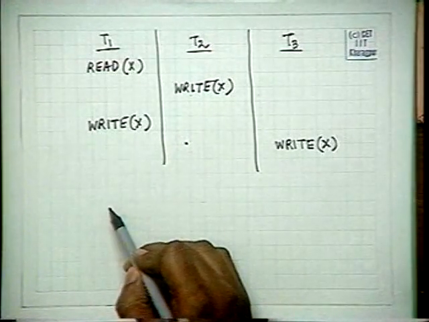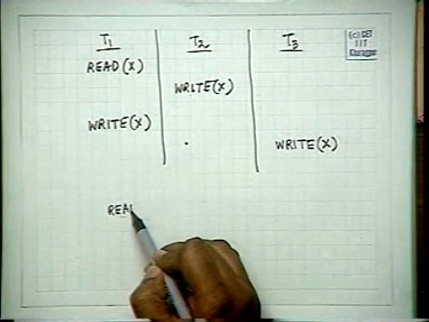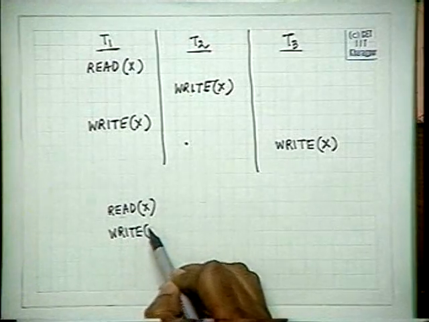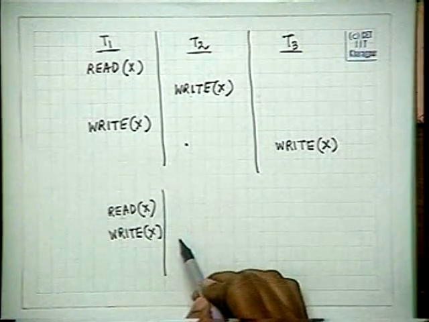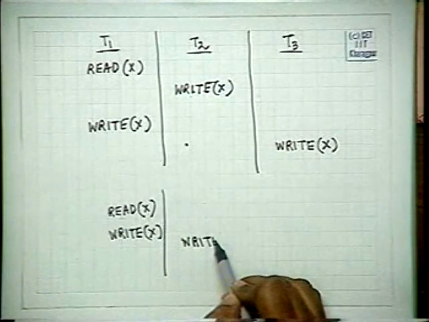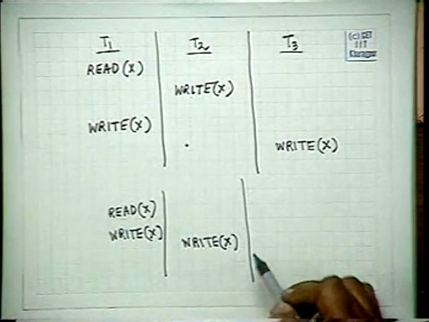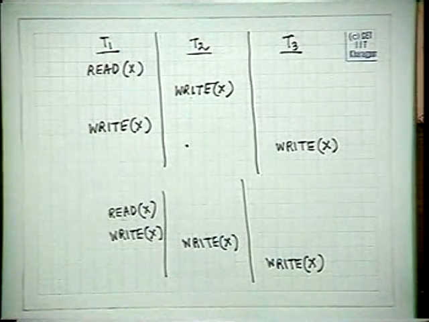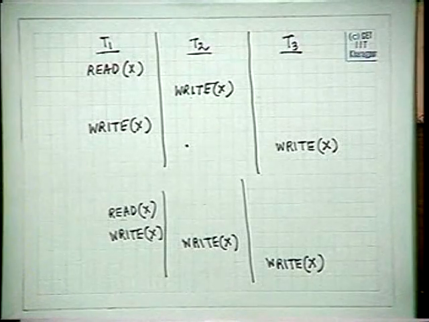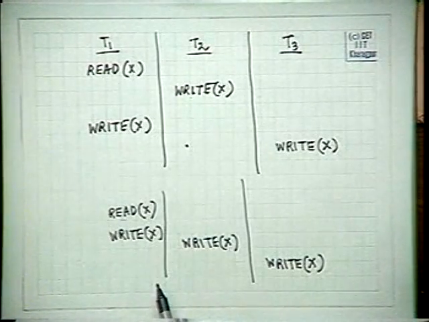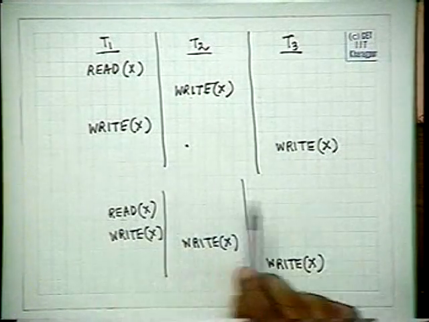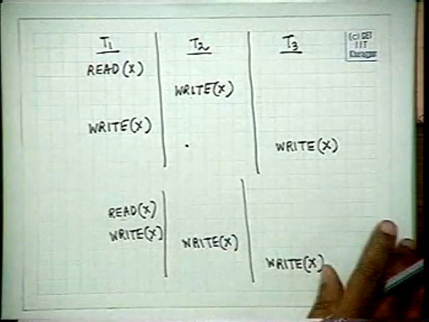So actually this will be equivalent to read x, write x, this schedule and the previous schedule are equivalent, because they will produce the same output, but they are not conflict serializable according to our definition. In order to take this into account, we introduce the concept of view serializability.